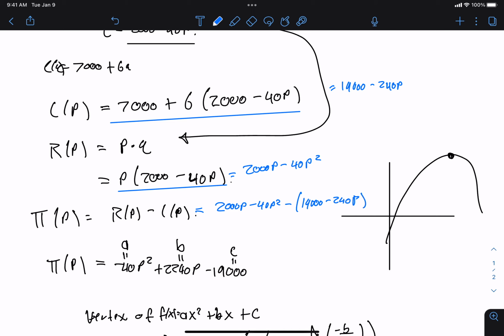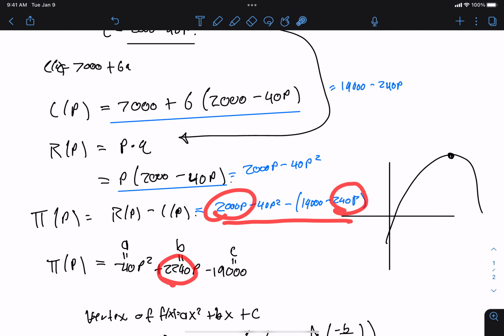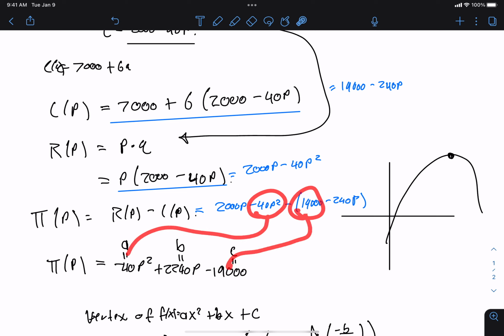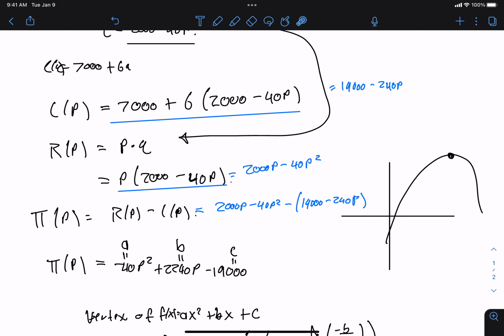Okay. And if you collect the like terms here, 2000p plus 240p gives us 2,240p. Right? And then negative 40p squared. And then negative 19,000 gives us the profit function. Was that what you were asking about? Yeah. Okay.